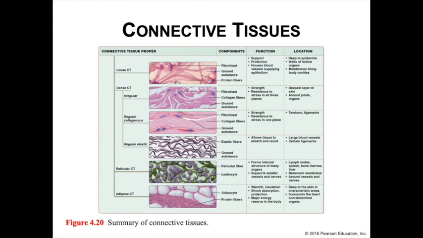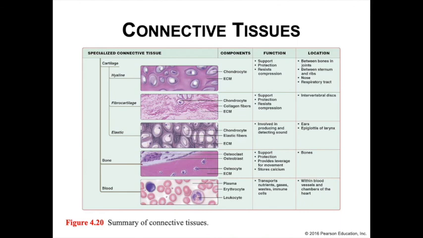Fat is a type of connective tissue. We find fat around the heart. We find fat surrounding the kidneys. We find fat all over the body. It's helping to connect. It helps to bind. It helps to support. Find it just everywhere. It's also going to fall in that connective tissue proper.